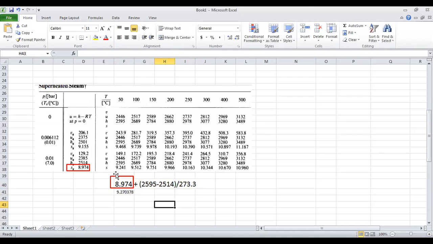So HFG means now you have 2595 value here against 2514. So 2595 minus 2514 divided by the temperature 0.01. So 0.01 means 273.2, 3 almost, 273.3. So that's how this value came up, 9.273.